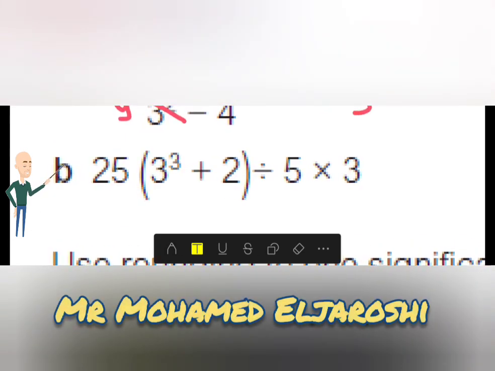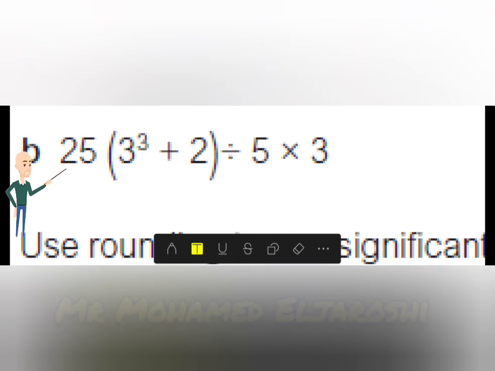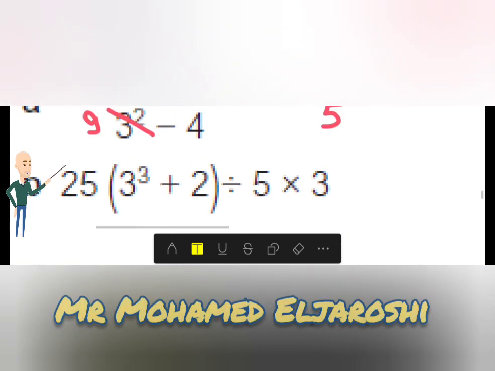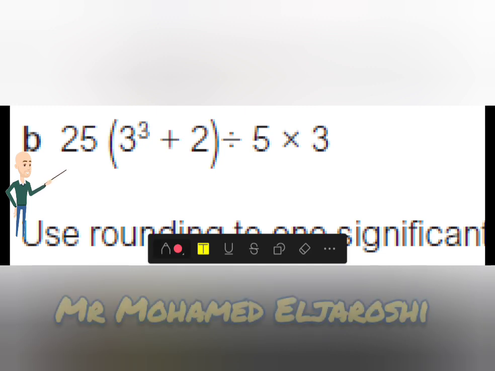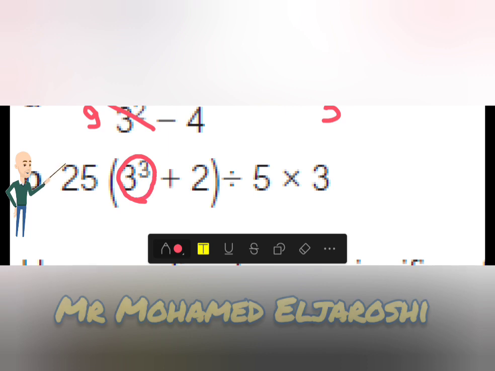Now, let's take a look at question B. The same idea, you can put it in the calculator and it will give you the same answer. Now, after putting this in the calculator, it will give you the answer. But for me, I want to give you the steps so you will know what happened. Now, let's start first with these questions. Here we have a power.